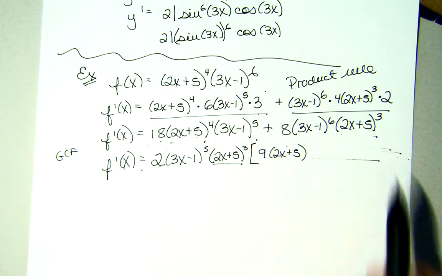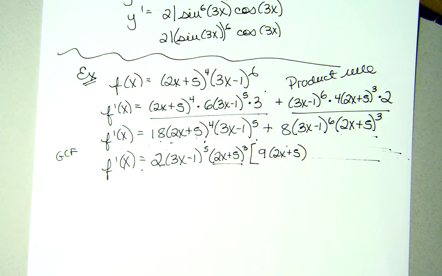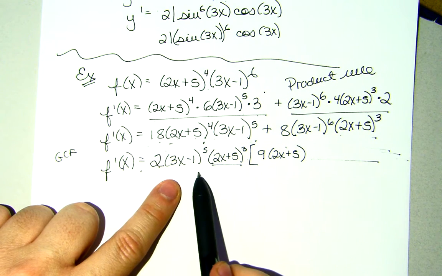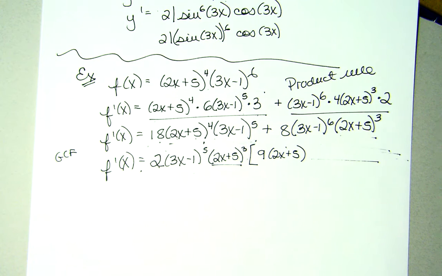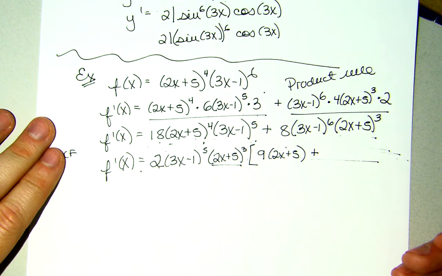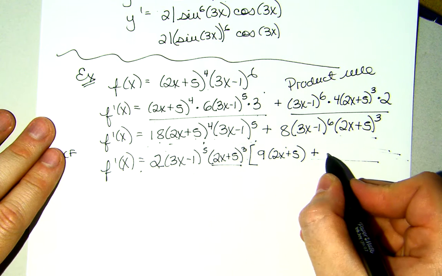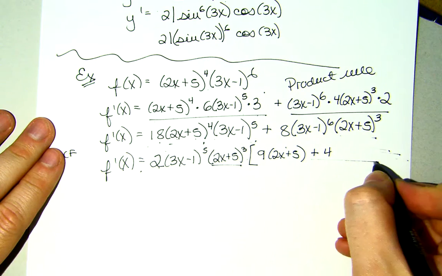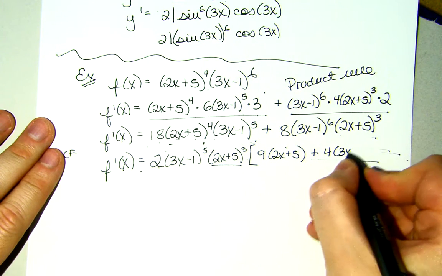See if you can deal with the other part. I think the best way to do this is think about 2 times what would give me the 8, and 3x minus 1 to the fifth times what would give me the next piece. Think about multiplication in reverse. What's the number? 4. What is left? 3x minus 1.